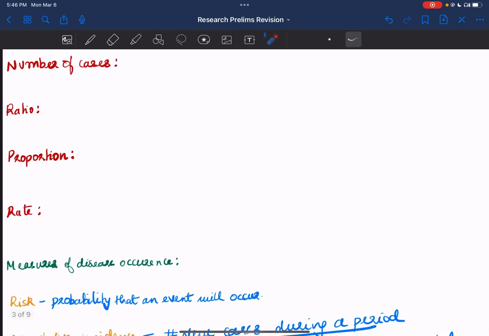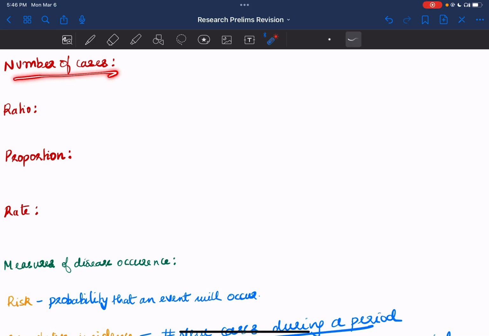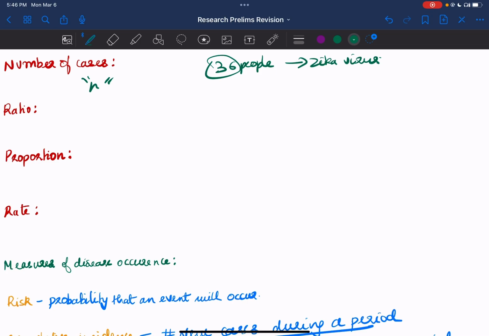Okay, now here are some basic definitions we must know: number of cases, ratio, proportion, rate. Number of cases is obviously the number of cases given in a population. For example, let's say 36 people have Zika virus or something like that. So the number of cases is 36, simple.